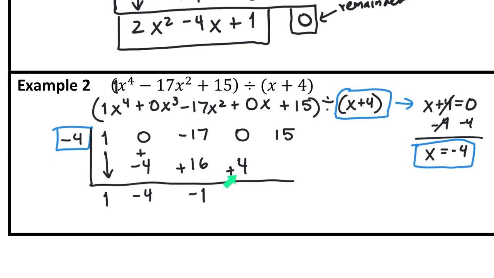What's 0 plus 4? That's 4. And then what's 4 times negative 4? That's negative 16. And then what's 15 plus negative 16? It's negative 1. So this last result is my remainder.